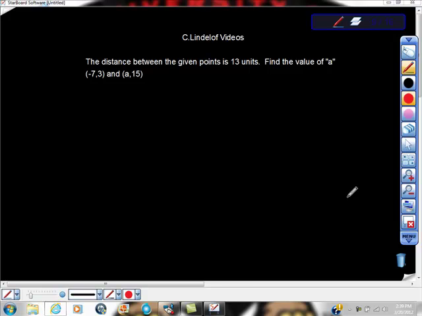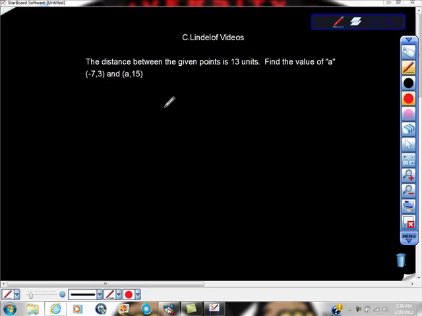So we've been talking about distance and distance between points, and we've been using the distance formula. But here's a different look that shows up on the SAT and SAT specialty test. The distance between a given point is 13 units. Find the value of A, where the points are negative 7, 3, and A, 15.